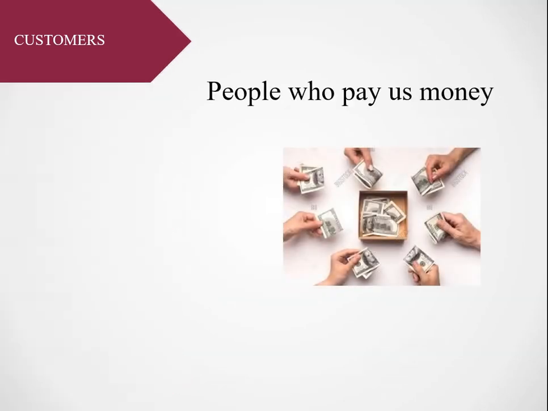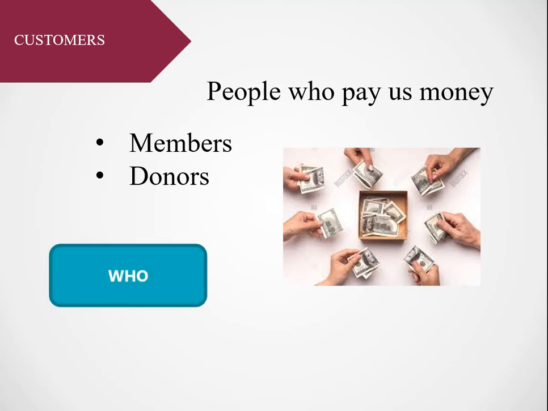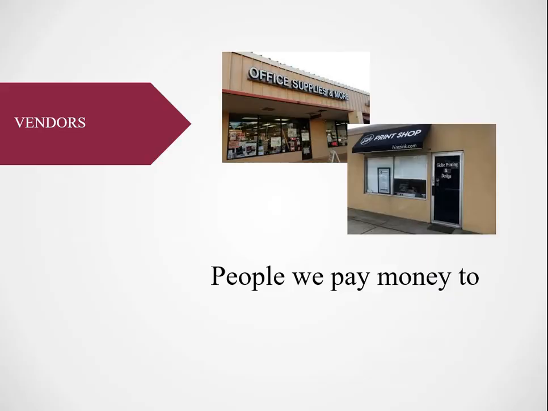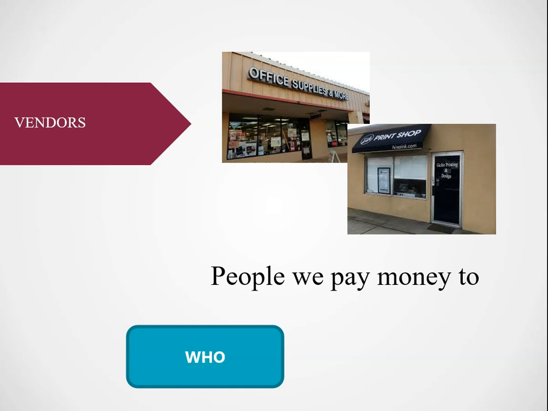People who pay us money are customers. We may call them members, donors, depending on what you do, maybe clients or constituents. However, in QuickBooks' mind, people who pay us money are customers. Back to our data points, customers represent our who's. Vendors are people we pay money to, whether it's for office supplies or printing, consultants we use, even the band for the gala. Vendors are also who's.